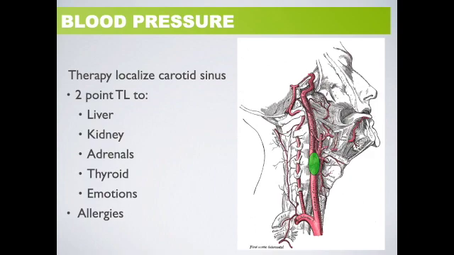So one of the places we get access using applied kinesiology is the carotid sinus. If a person is having blood pressure issues that are causing stress to their body, this area can often therapy localize very well, and we can do 2-point TL to the various other organs, of course: adrenals, thyroid, emotions, liver, kidney. And then we can also look at possibly how allergies are affecting blood pressure as well.